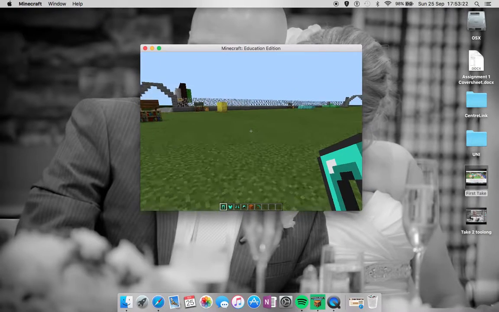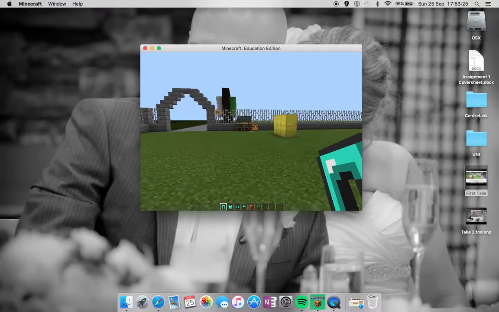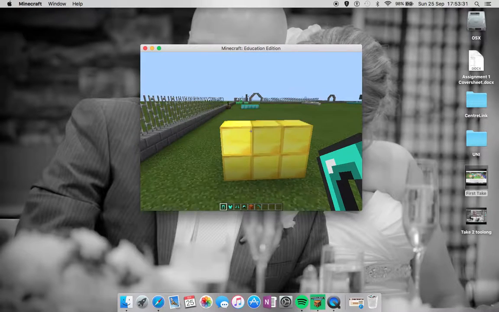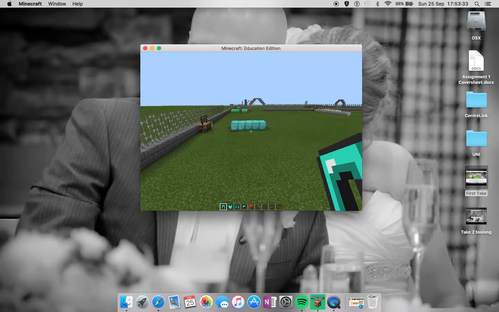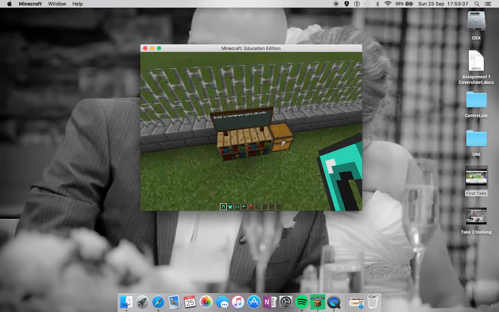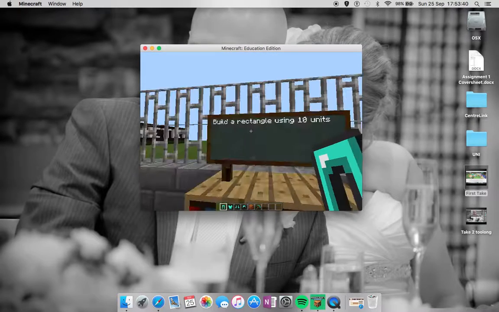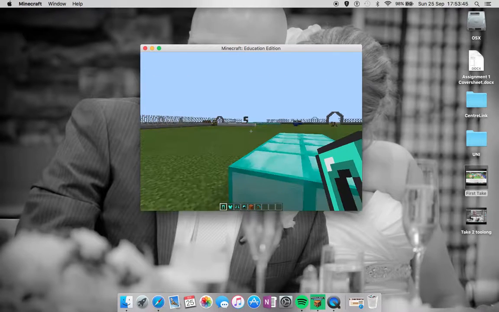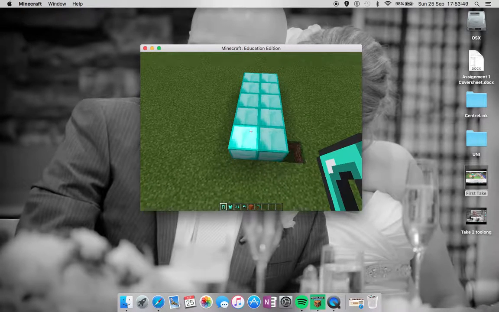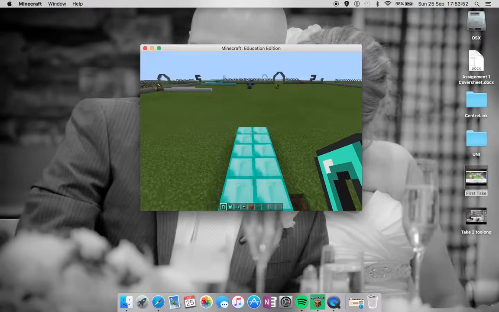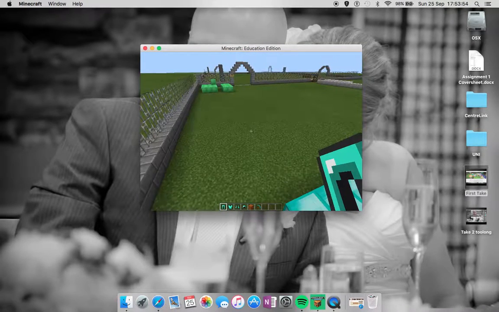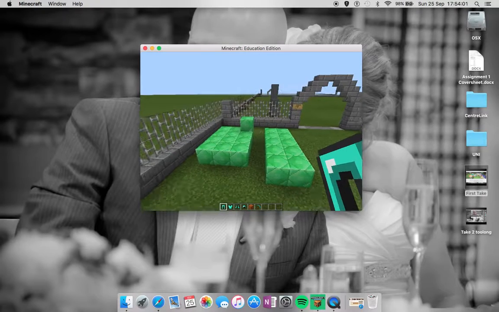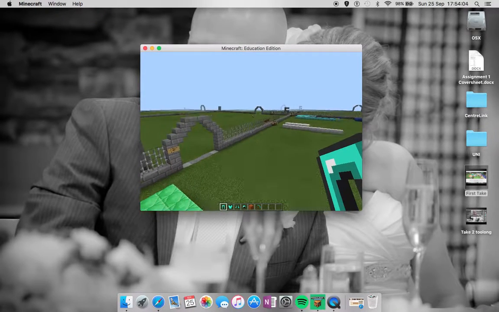If we go over to some of these other problems, this is the first one, I think. Build a rectangle. Pretty cool rectangle. I'm flying over to another problem. Build a rectangle using 10 units. Let's see if I got this one right. 1, 2, 3, 5. Yes, I did. I'm a star pupil. But if we go over here, we can see that even the best of us makes a mistake. That block isn't meant to be there.